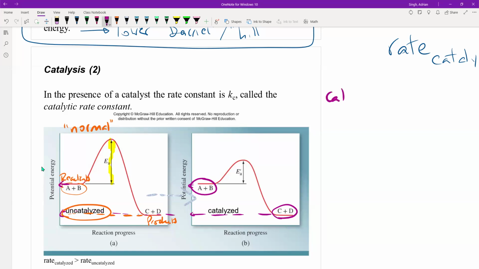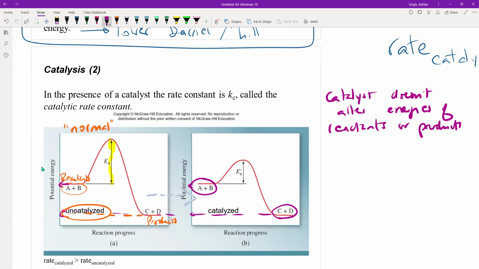So the catalyst doesn't alter the energies of the reactants or products. What it does is it actually lowers this barrier or this hill. So instead of being super high, now it's a lot lower. So there's a lowering of the activation energy, right? So it's an alternative pathway through which you can get from the reactants to the products.